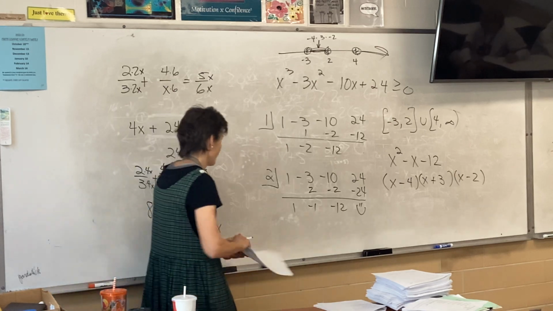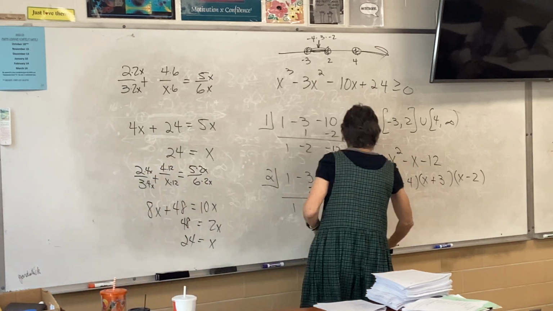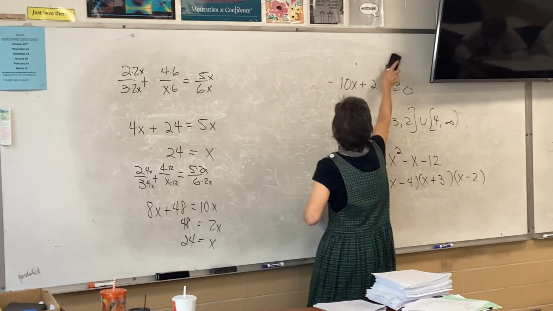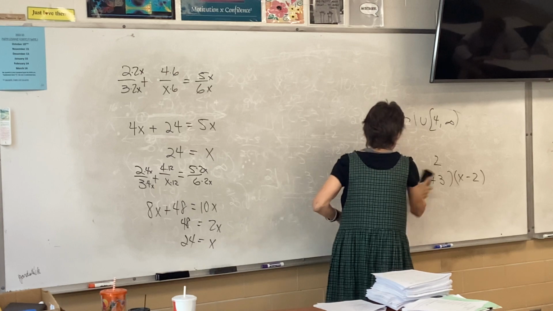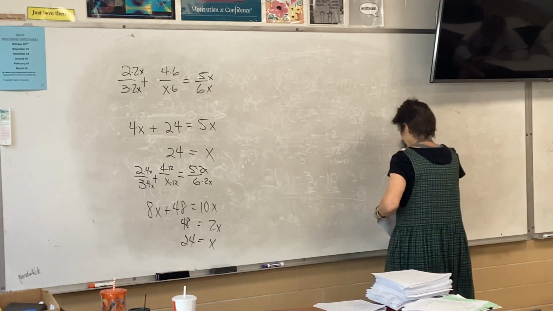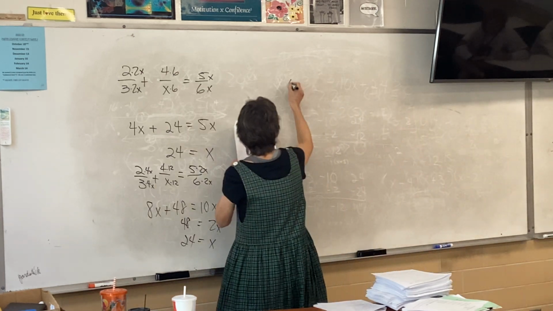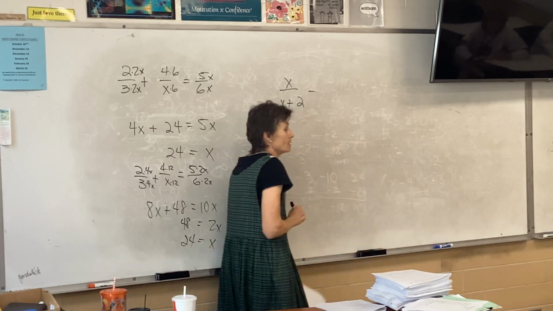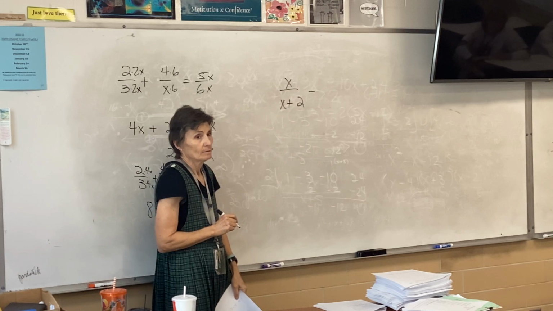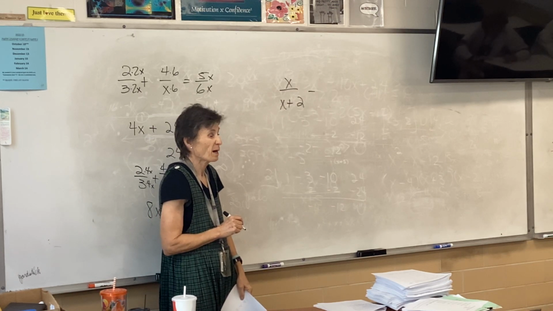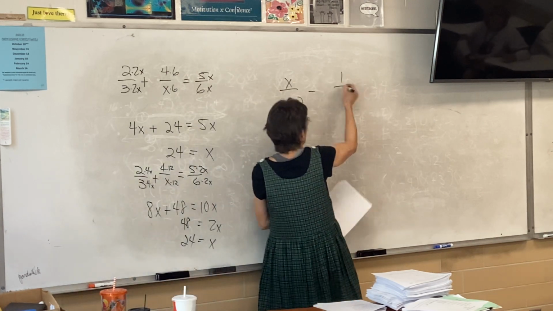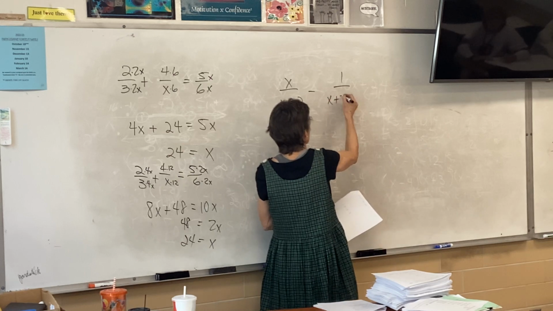All right, one more and then we're off to lunch. Letter F. What should I do, maybe as I'm copying this problem down? Factor that middle denominator, and it's going to factor into x plus 2, x minus 2.